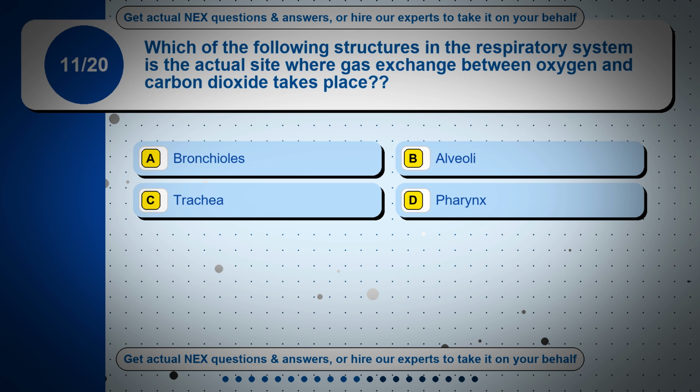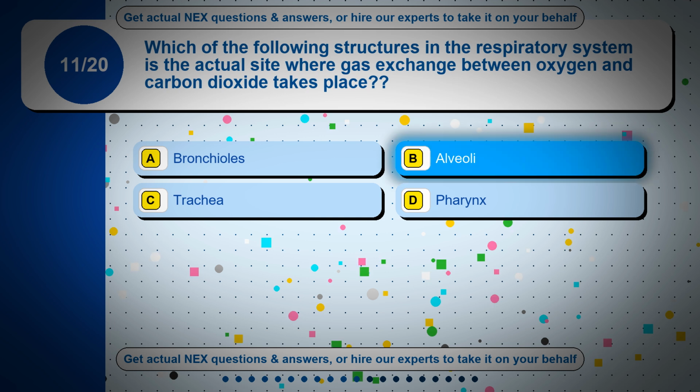Question 11. Which of the following structures in the respiratory system is the actual site where gas exchange between oxygen and carbon dioxide takes place? Option A, bronchioles. Option B, alveoli. Option C, trachea. Option D, pharynx. The correct answer is option B, alveoli.